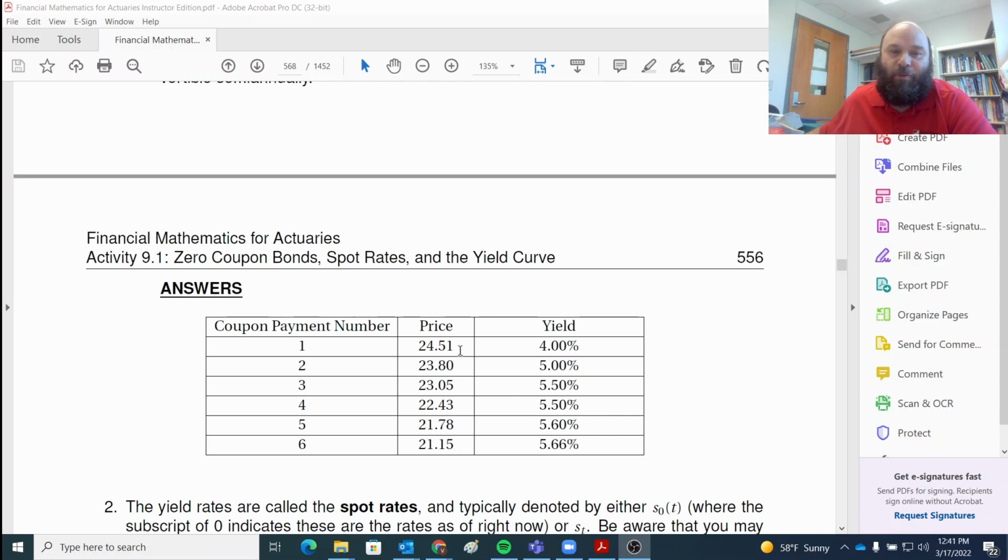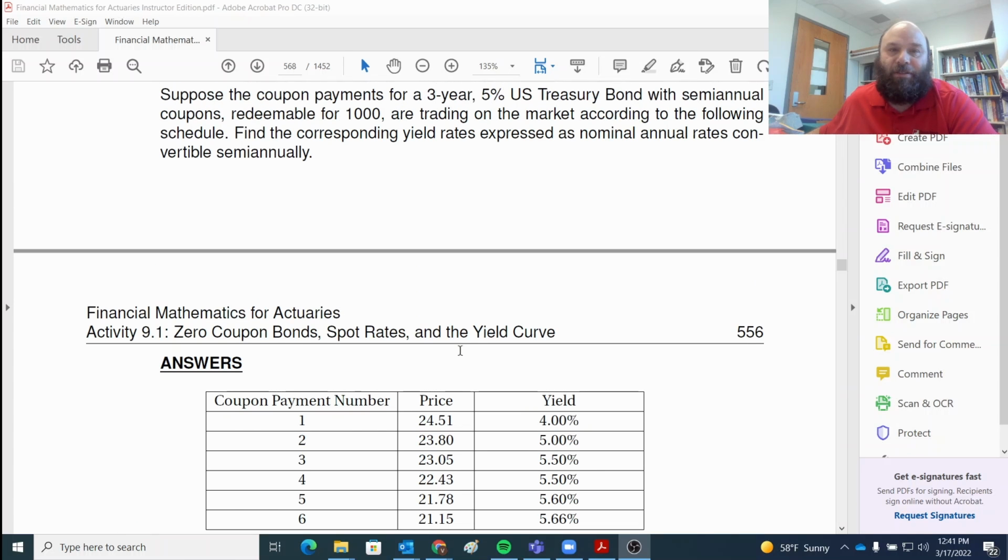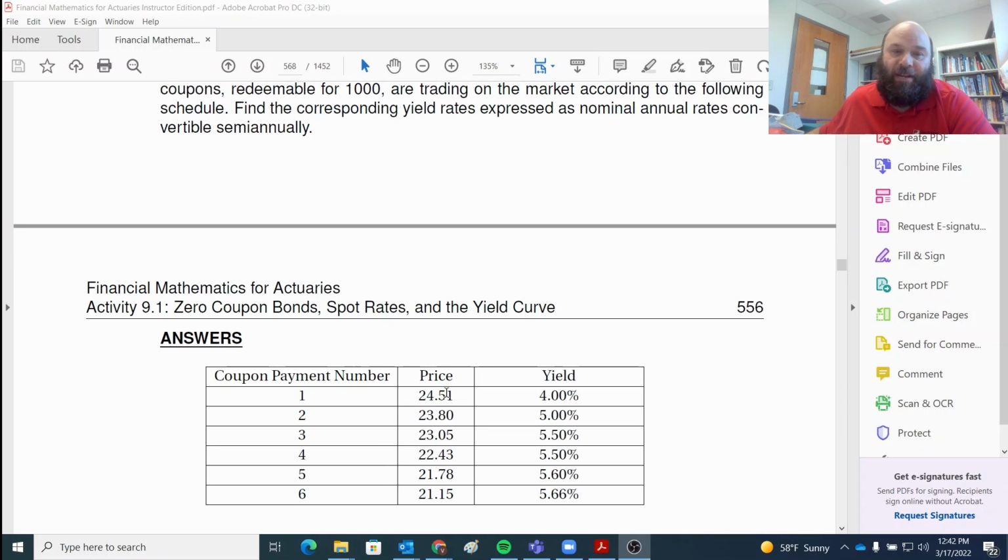So we pay $24.51 today to get, well, the coupon rate was 5%, so that's 2.5% of 1,000. So we get 25 in 6 months. So the 6-month rate is 2%, and therefore as a semi-annual rate, or as a nominal rate compounded semi-annually, it's 4%. We answer 4%.